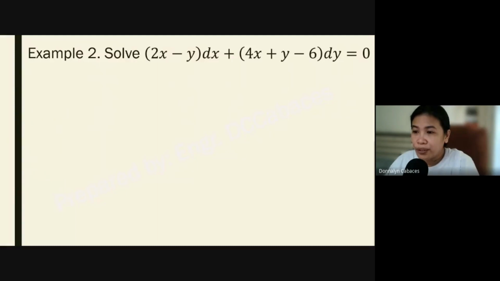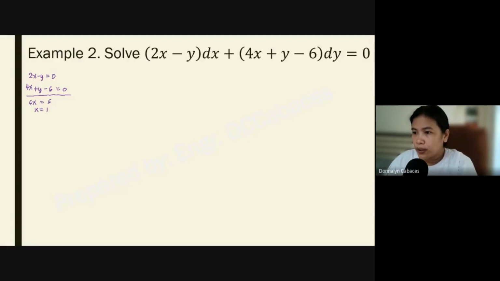This is again for intersecting lines. So what are the equations of the lines involved in this differential equation? That is 2x minus y equals 0. And the other one is 4x plus y minus 6 equals 0. Okay? So finding first the point of intersection. If you add the two, you have 6x equals 6. Therefore, x is equal to 1.